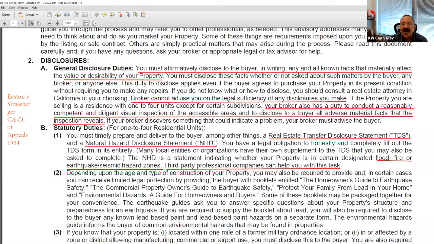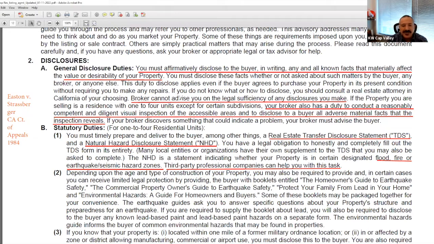My house is in a high fire severity zone. My house is in an earthquake zone. My house is in a flood zone. I live within X miles of a former military ordnance disposal area. I live within 5 miles of an airport. Those are all statutory disclosure duties.